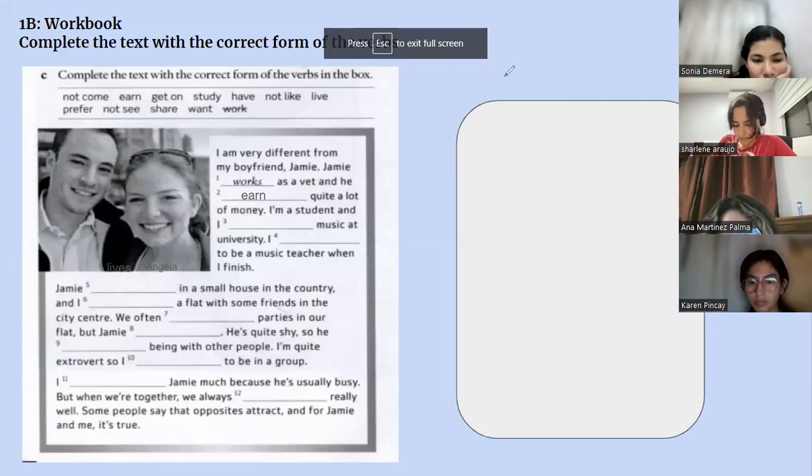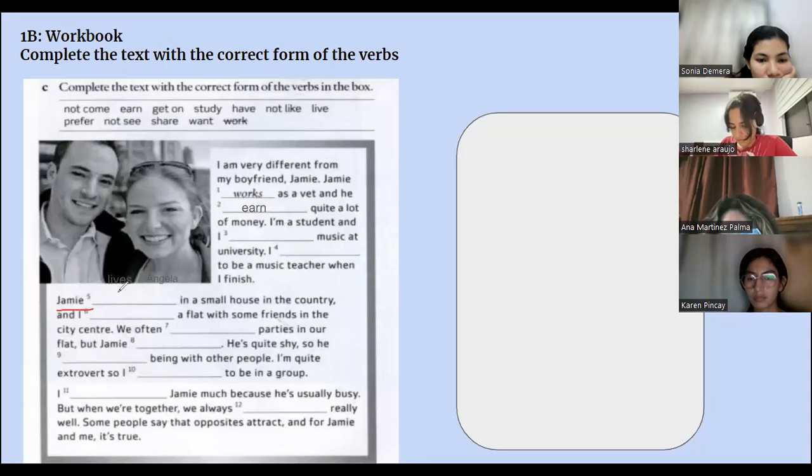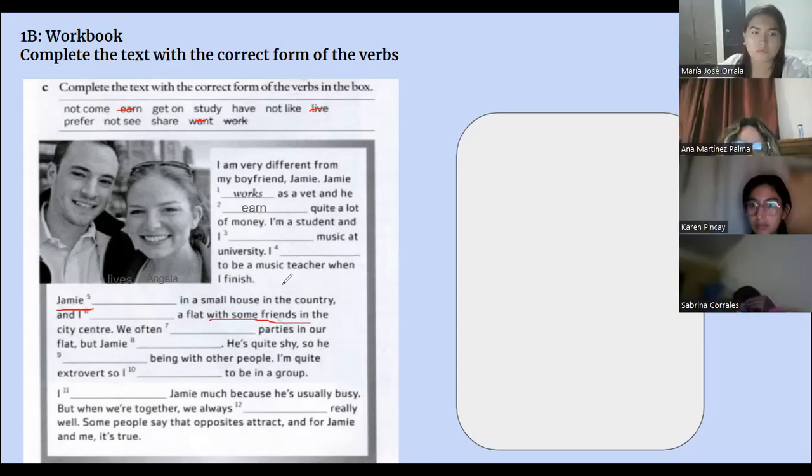So there's more. What about this? Jamie lives in a small house in the country. Good. He lives in a small house in the country. Live is already used, right? I share a flat with friends. Why is it shared and not I share? Because she shares a flat, compartir, an apartment. She shares a space with friends. So she's not the only one living there. She shares the place with some friends in the city center.